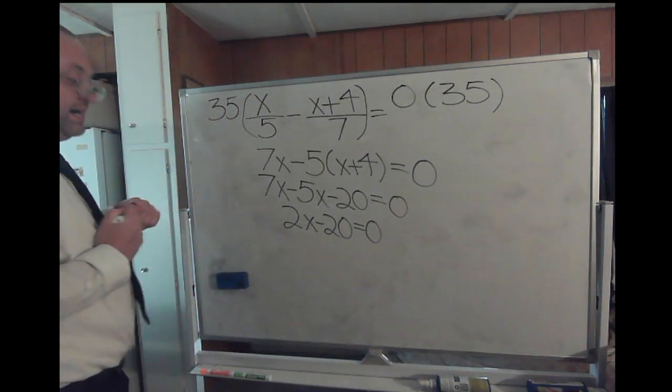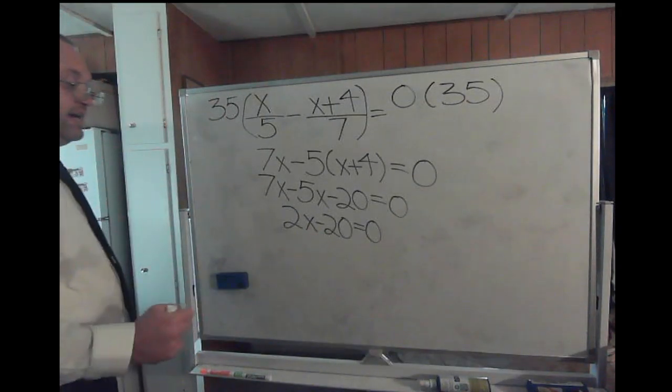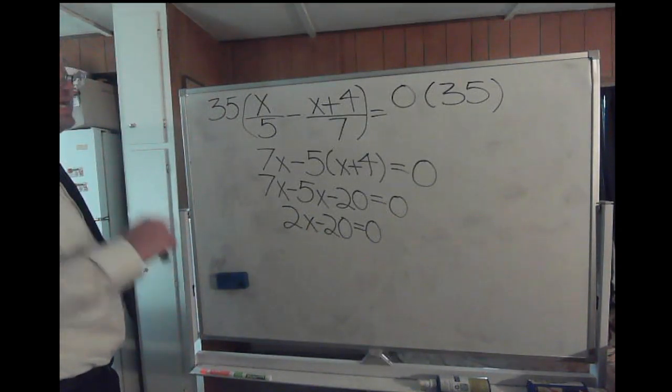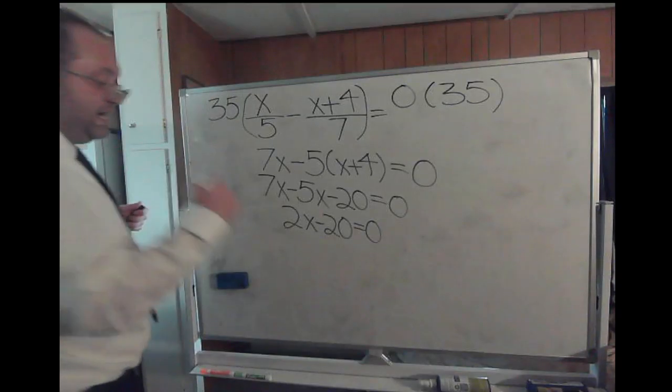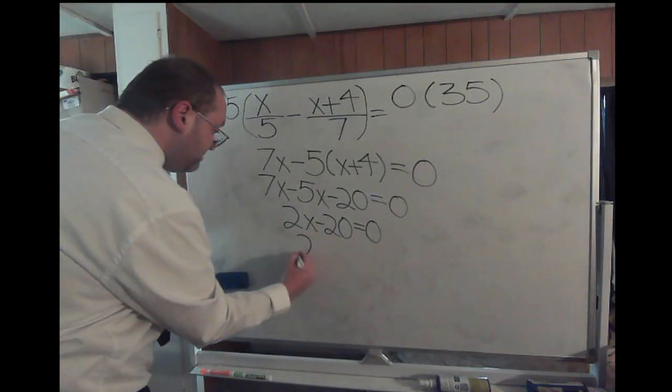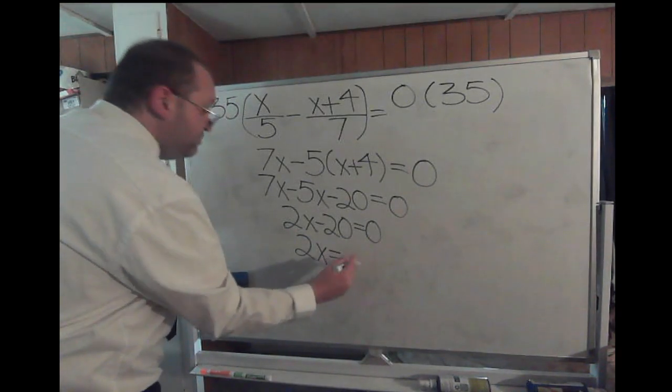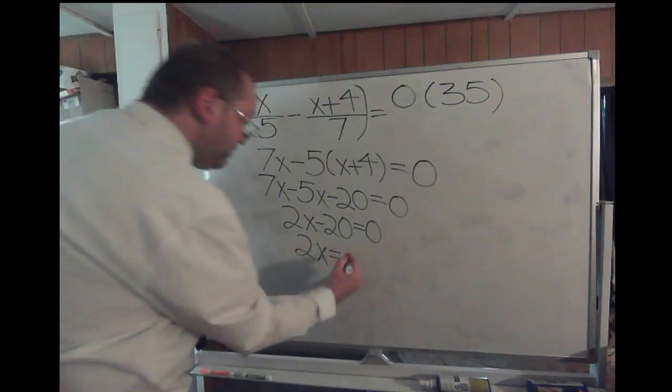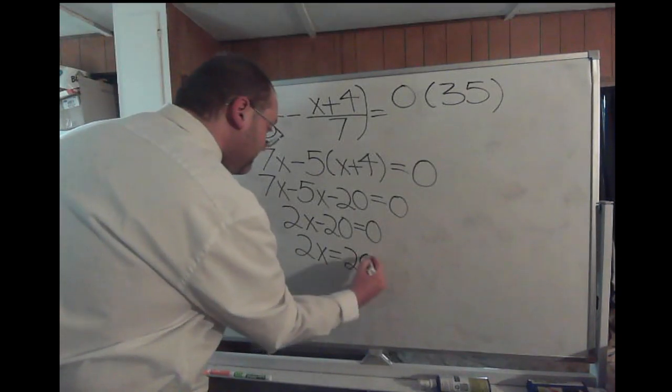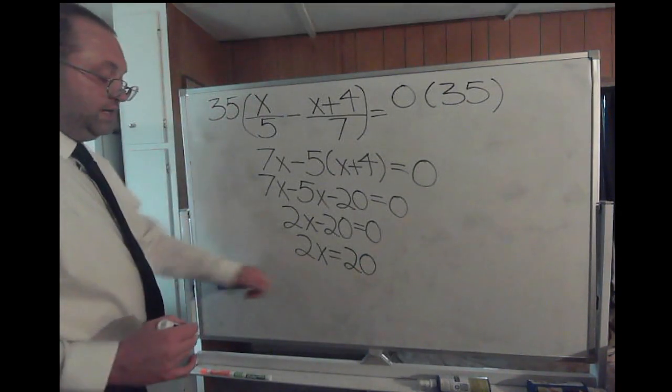Well, we want to get the x by itself on the left-hand side. We have 2x minus 20. We need to add 20. So we add 20 to the left-hand side. You're just simply going to get 2x. But you have to add 20 to the right-hand side. 0 plus 20 is 20. So now you have 2x equals 20.